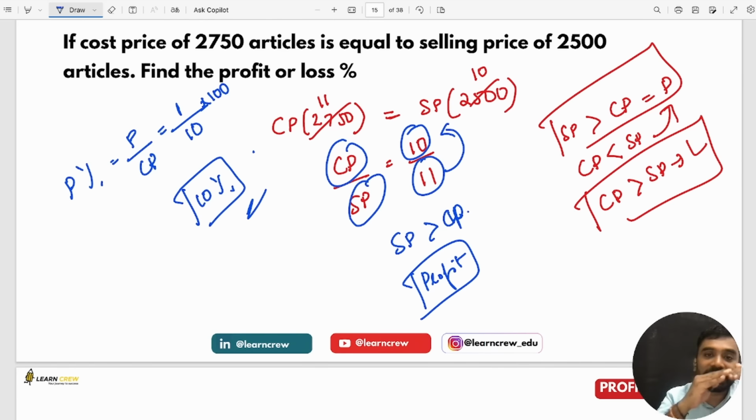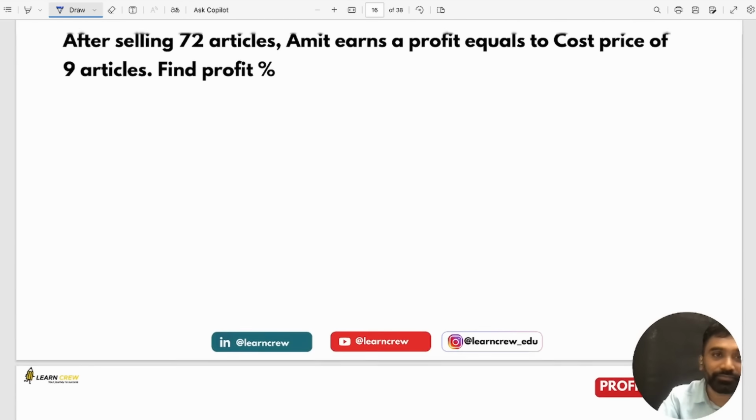Just write down the question as it is. Then you can identify if the given question is a profit percentage or a loss percentage. Hope this concept is also crystal clear for you. Okay, if this is good, let us go to the next question.